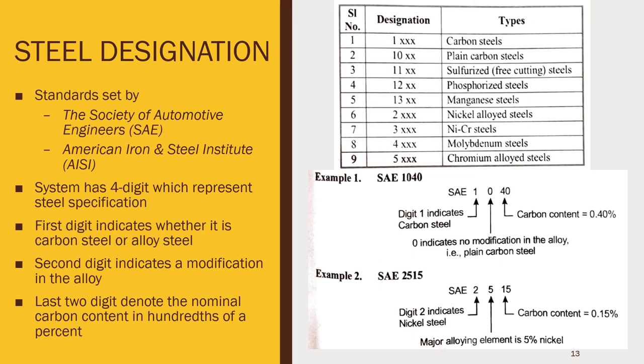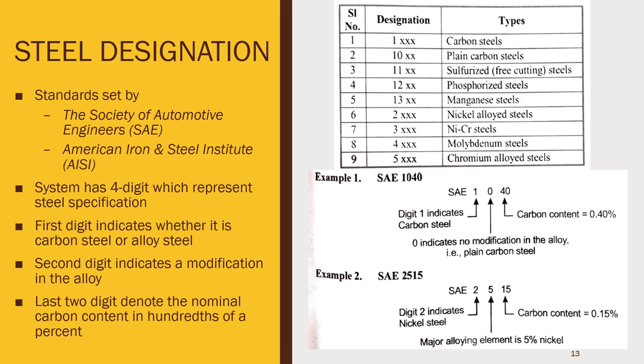Some of the common types of steel designation are given in this table. This table indicates the designation and types. So if you have these designations, it indicates these types. Examples are given here to illustrate the designation.